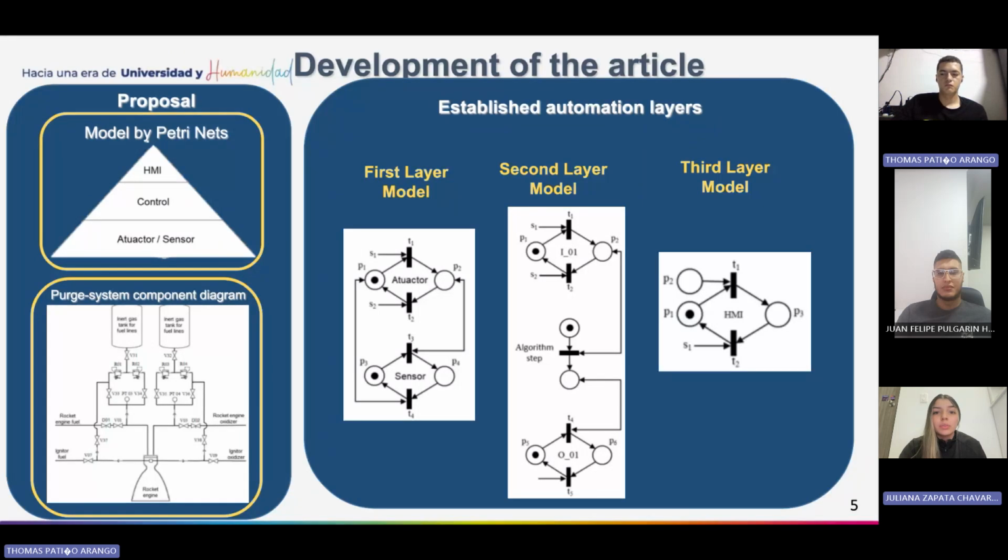And on the right, we see the automation layers built with Petri nets. The first layer models the actuators and sensors. The second represents control logic, and the third shows the HMI actions. Together, these layers form a complete model of the work process in the rocket test bench. Next, please.